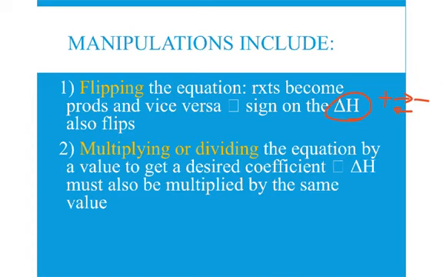We can also change the coefficient in front of an ingredient by multiplying or dividing the equation by a value. So again, if we want, let's say, a 2 in front of a water molecule, I can multiply everything by 2, and then what I do to my equation, I must also do to my delta H. So I would multiply by the same value that I'm using to fix my equation. Again, just laying some groundwork, it'll make more sense when we try it on for size.